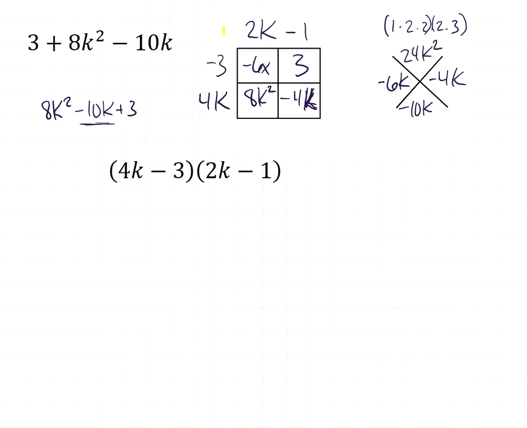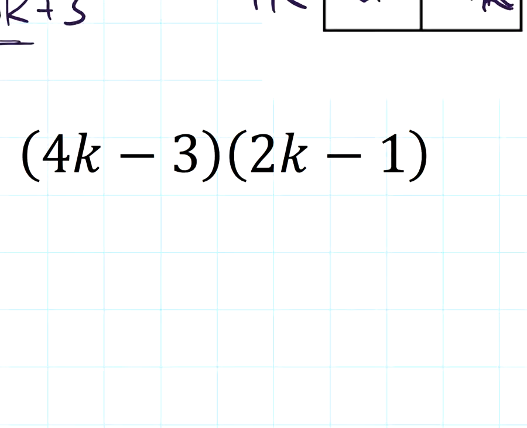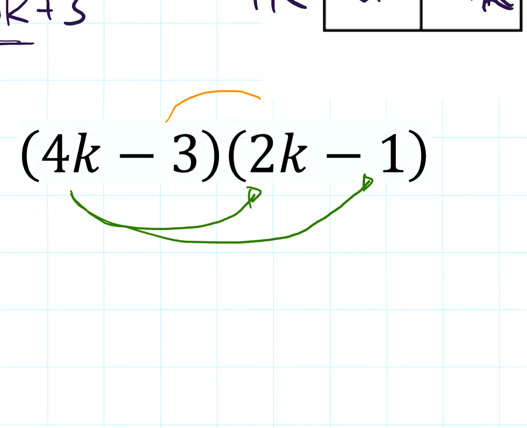And remember, whenever we multiply out this answer, we should always get back the original polynomial. So if I go ahead and do the multiplication, there's 4 things that will contribute to this product, right? There's going to be the 4k times the 2k. There's going to be the 4k times the negative 1. We'll also have the negative 3 times the 2k. And we'll have the negative 3 times the negative 1.